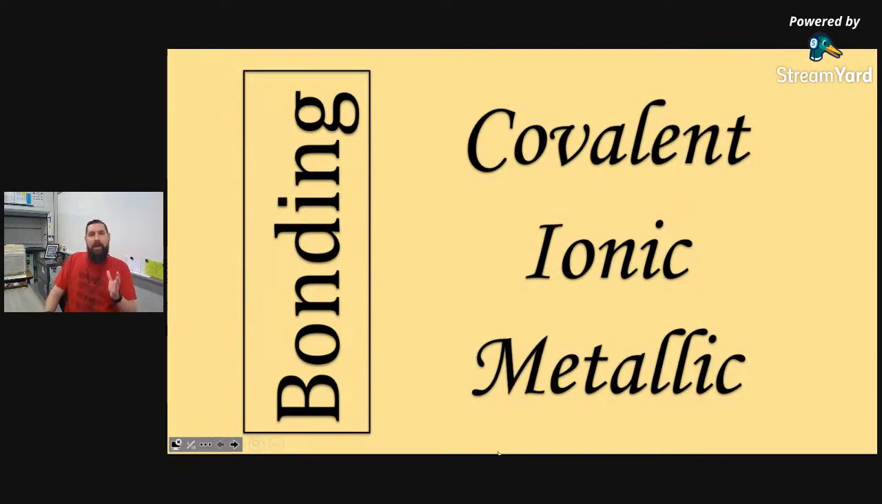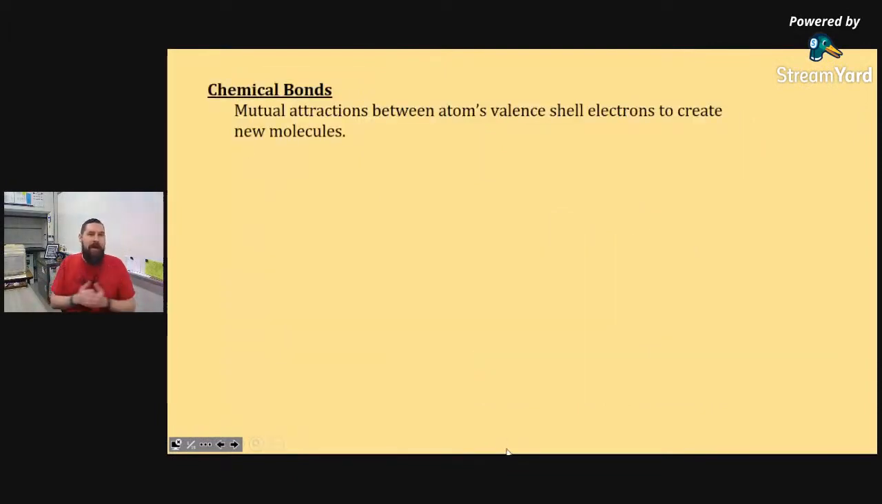So when it comes to bonding, the first question that has to be answered is, what exactly is a chemical bond? Well, a chemical bond is really nothing more than just a mutual attraction between an atom's valence shell electrons in order to be able to create new molecules. But that raises another question.